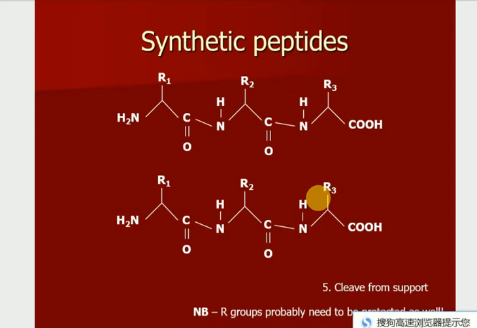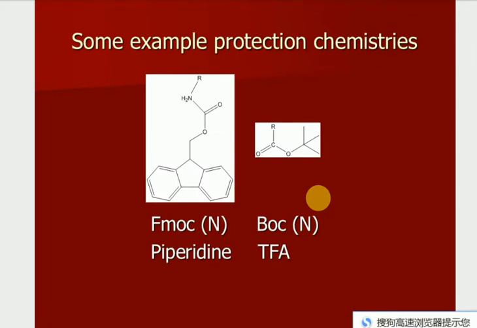It's also worth reminding ourselves that the R groups probably need to be protected as well. So if we have an R group that contains a carboxylic acid or an amine group, so if we have an acidic or basic amino acid, then the R group would have to be protected as well. Otherwise, the R group would also interact and react to form a peptide with a very weird bent backbone.